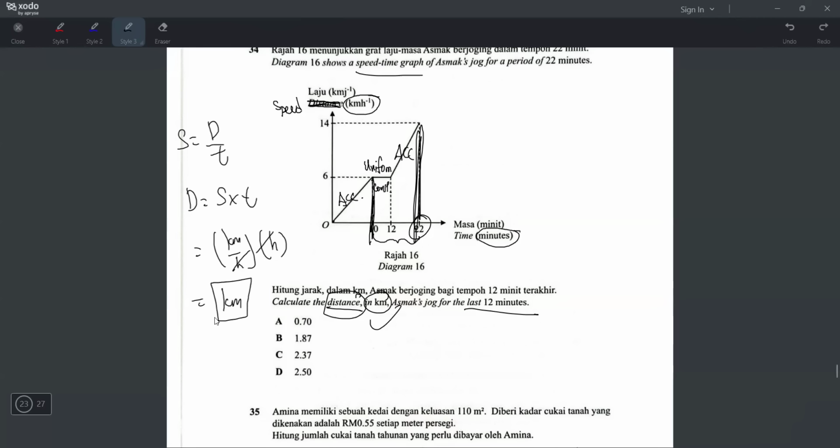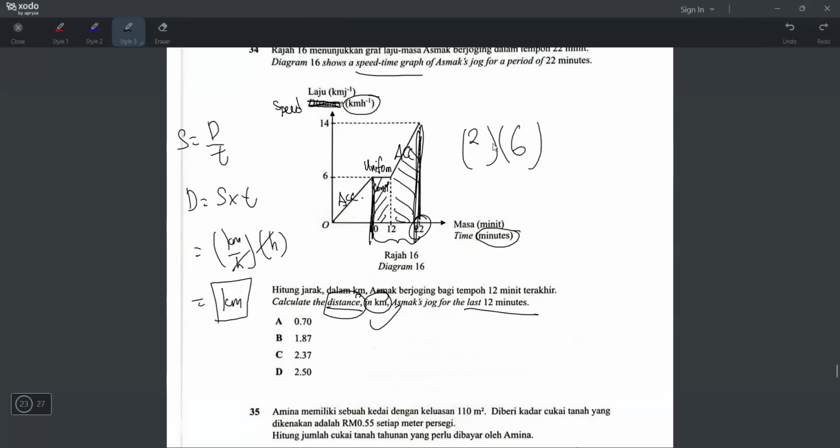Okay, so you have to find the area under graph. Okay, under graph, so this area and this area, under bawah graph. We have two shapes, rectangle and trapezium. Let's find the area of rectangle. The rectangle punya area, kita kena ambil base times height. The base is 12 minus 10, which is 2, times with the height, which is 6.